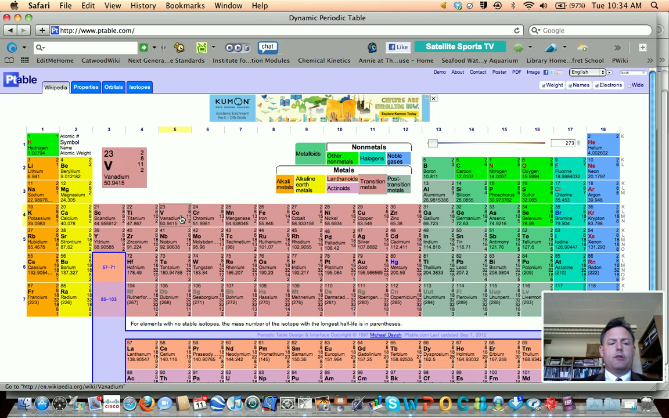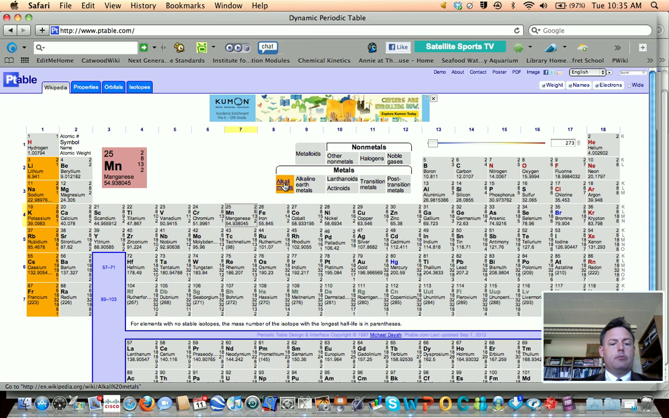So you see colors everywhere, and that's because we have families. We call the columns families, and families bear a resemblance to one another. So here we have a family called the alkali metals. And the alkali metals are in the same column, and they're placed there because they have similar chemical reactivity. The same is true of the next column, which is the alkaline earth metals, also reasonably reactive metals.